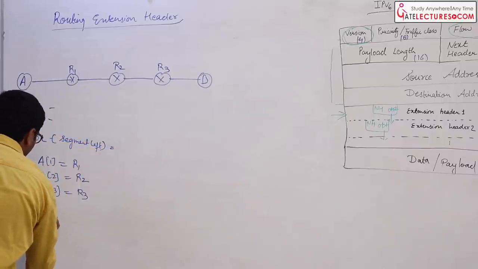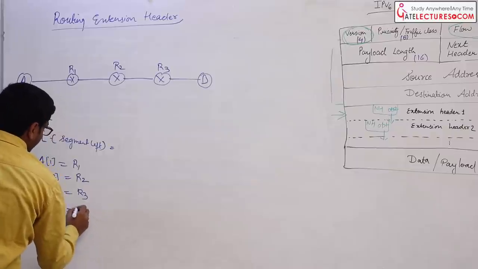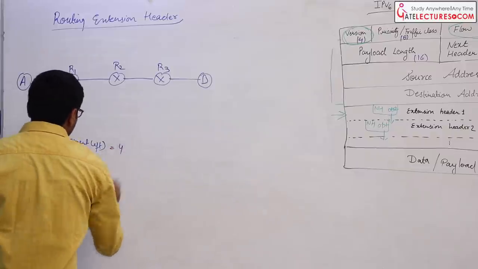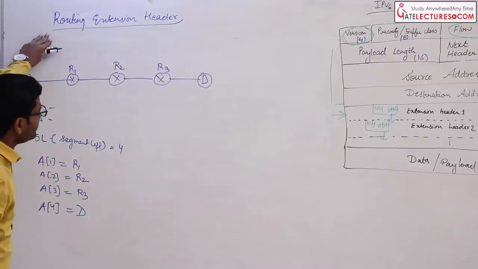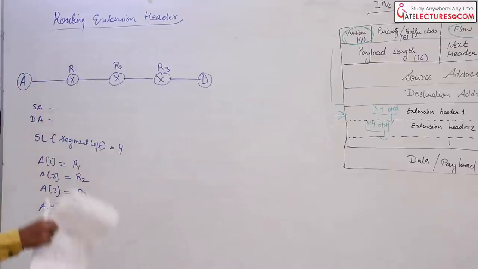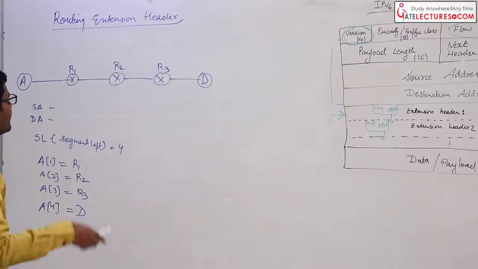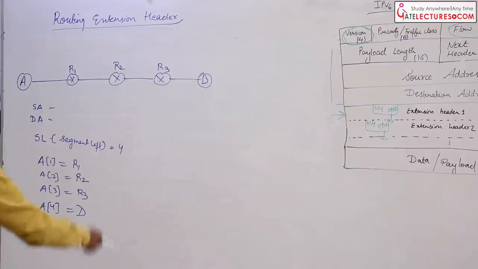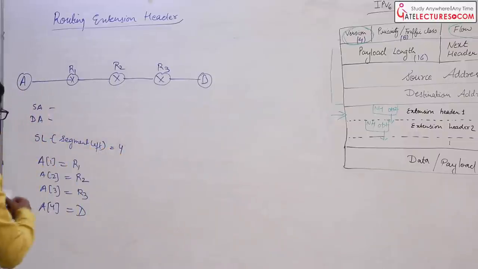And address 4 is of B, destination D, and segment left is 4. So what it means is, inside the IPv6 packet, the routing extension header field is present. That means the source, A, wants to give the option for strict source routing. For that, it needs to give the addresses of all the intermediate routers it wants its packet to cross.